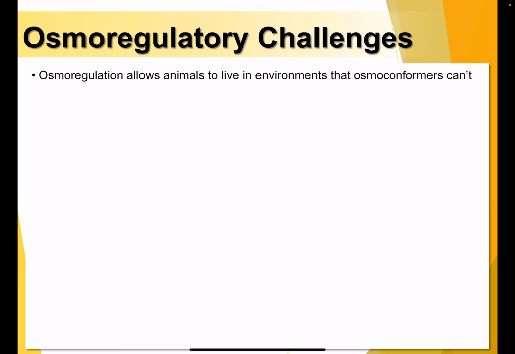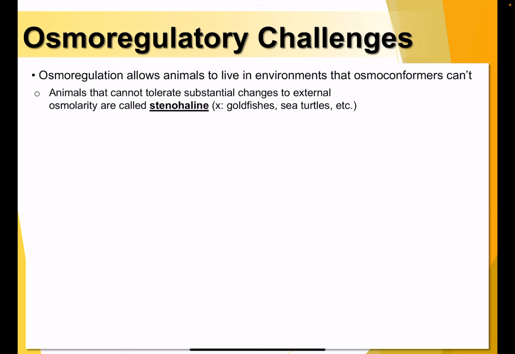Osmoconformers are more restricted to their environment, but they're usually happy where they are, because wherever they are, the solute concentration doesn't change by much. Most likely they live in the ocean, and the whole ocean would not just change in solute concentration out of the blue at a very rapid pace. So that's why they're happy where they are. But osmoregulators are free to go live in different environments, if they can deal with it.